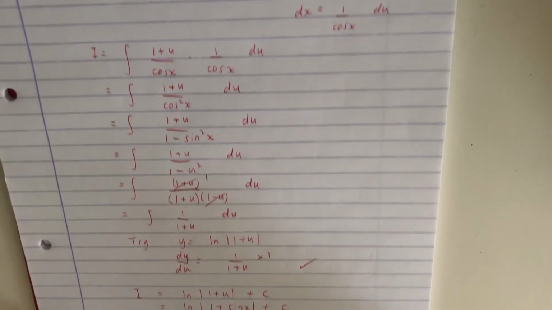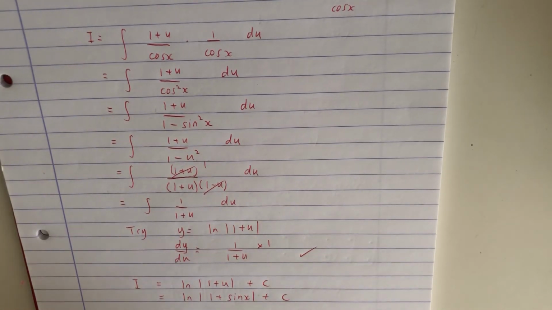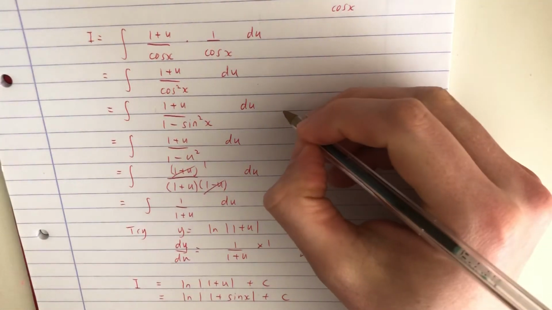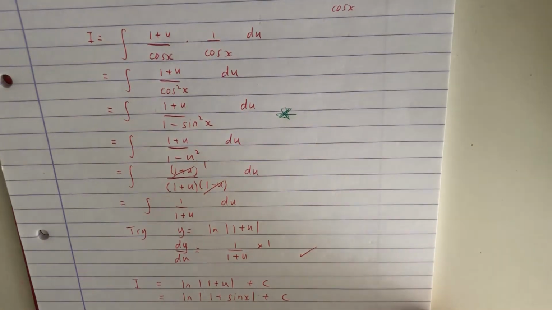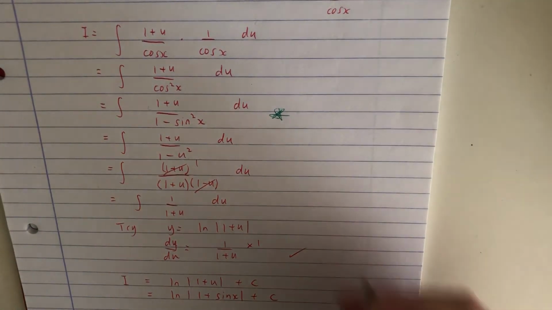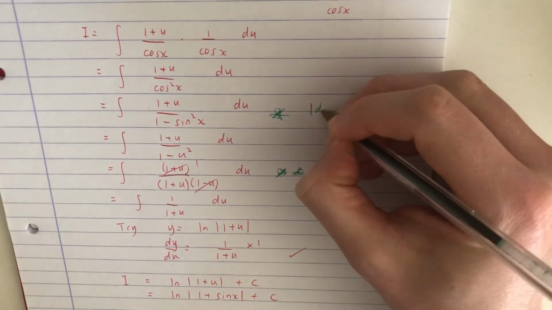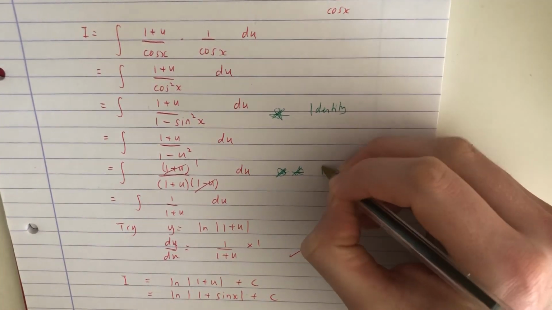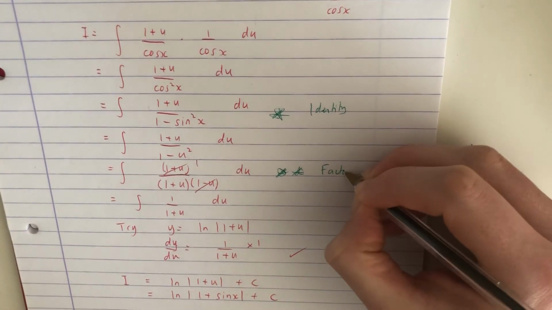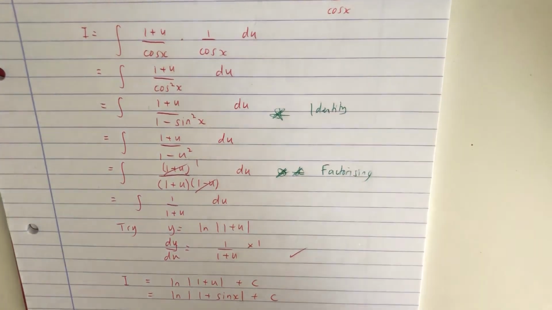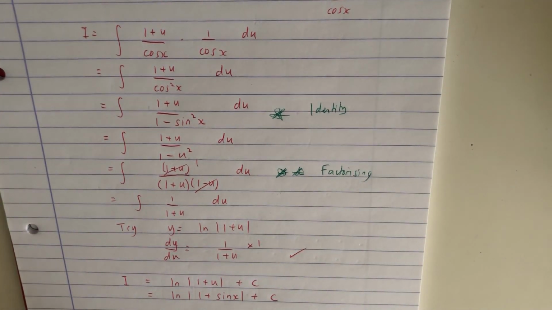So yeah, the main steps were using that identity there, and then also the factorizing. So correct identity and factorizing. You're always trying to factorize as much as you can to see if things simplify. And that's it.